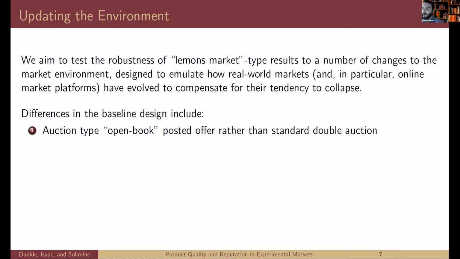So of course we computerized the design, which was a primary difference. It's not as pen and paper as the original. We changed the auction type to an open book posted offer rather than a standard double auction. And I will explain a little bit more about what that means later on. Of course, there are necessary subject pool differences. We are not Caltech, we are Florida State University. That is a given. So we have different subjects.